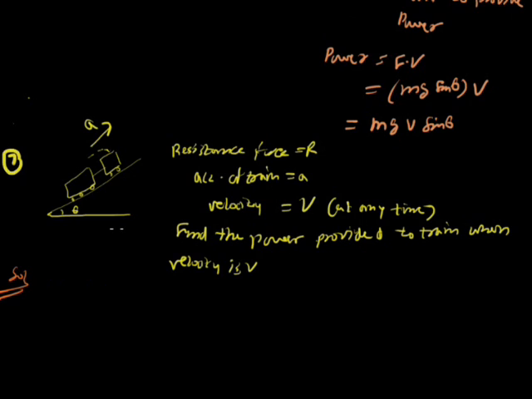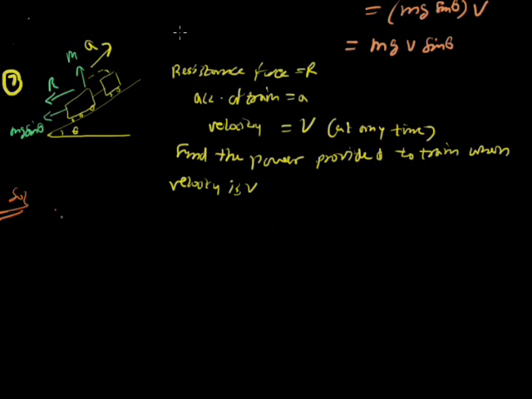Now a train is moving upward on an inclined plane. The resistance force provided by the ground or track is equal to r. The acceleration of the train is a. Speed at any time is v. You need to find the power provided to the train when its velocity is v. So the opposing force is equal to r, and if the mass of the train is m, then mg sin theta is also opposing.